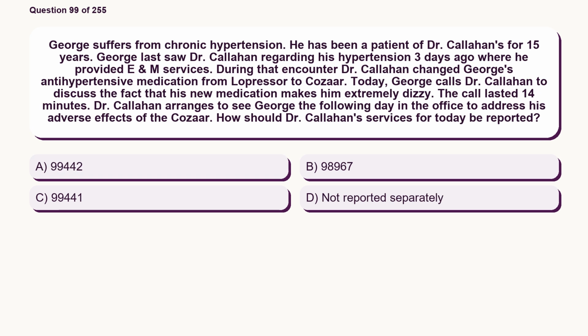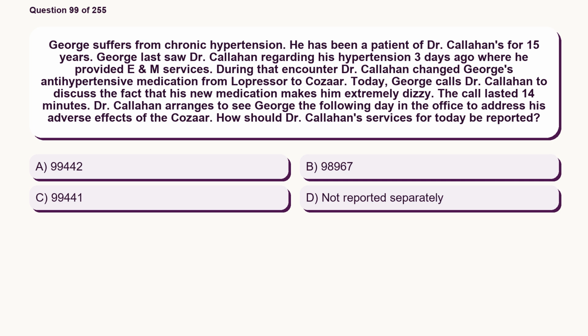George suffers from chronic hypertension. He has been a patient of Dr. Callahan's for 15 years. George last saw Dr. Callahan regarding his hypertension 3 days ago where he provided E&M services. During that encounter Dr. Callahan changed George's antihypertensive medication from Lopressor to Cozaar. Today, George calls Dr. Callahan to discuss the fact that his new medication makes him extremely dizzy. The call lasted 14 minutes. Dr. Callahan arranges to see George the following day in the office to address his adverse effects of the Cozaar. How should Dr. Callahan's services for today be reported?